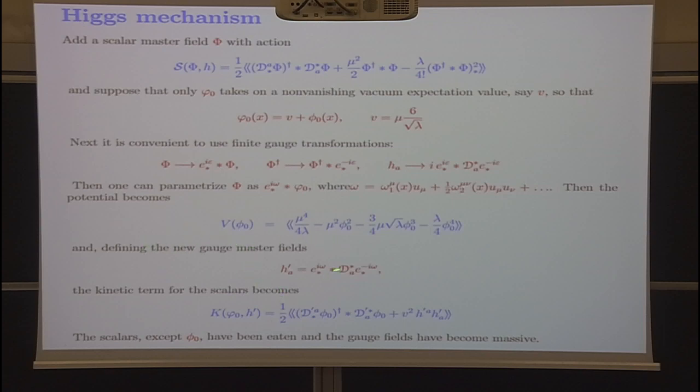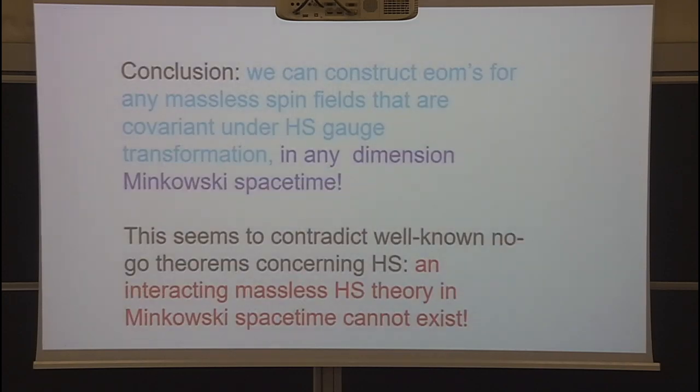And we define a new master field H prime. And if you go to the kinetic term for the scalars, this becomes this one. And you will see that they produce a mass term for the gauge potentials. So all the scalars except phi 0 have been eaten by the gauge field, which becomes massive. Okay, this is not just to say that all this works. But now the question comes: this was essentially at the classical level, except for the BRST quantization, but okay, this can also be considered classical in a sense.